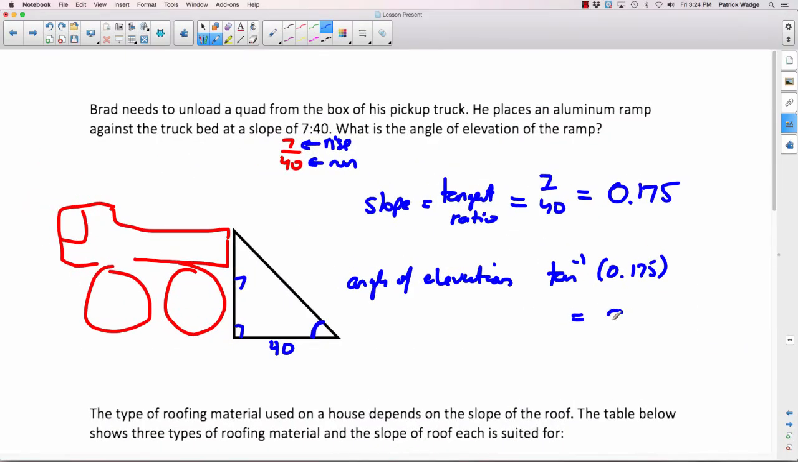And that's it. 9.9 degrees. So we know that this angle right here is 9.9 degrees. The angle of elevation is 9.9 degrees.